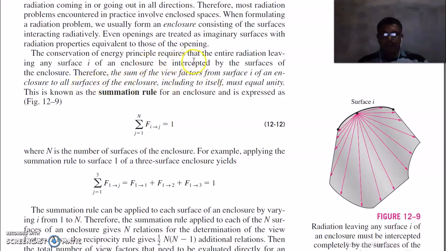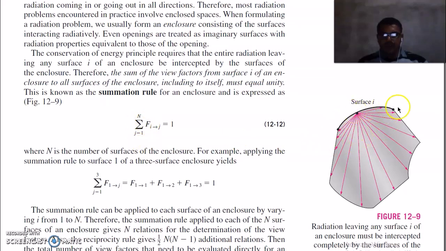The conservation of energy principle requires that the entire radiation leaving any surface I of an enclosure be intercepted by the surfaces of the enclosure. Therefore, the sum of the view factors from surface I of an enclosure to all surfaces of the enclosure, including itself, must equal unity. This is known as the summation rule, meaning F I to J, where J will vary from 1 to n.